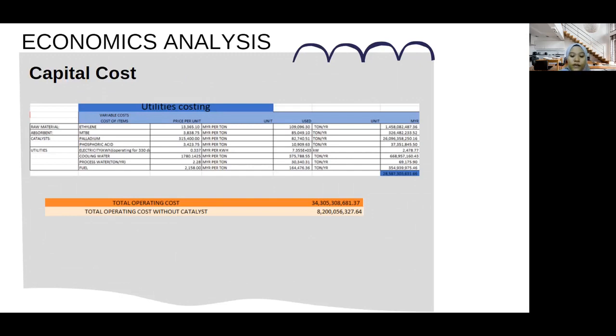Operating costs will be divided into 2, which are total operating costs with and without catalyst. For operating costs with catalyst, cost of catalyst such as palladium and phosphoric acid will be added up. For the total operating costs without catalyst, no cost of catalyst will be added. It is possible because catalyst is a substance that will not be destroyed at the end of the reaction. Hence, it can be used again.